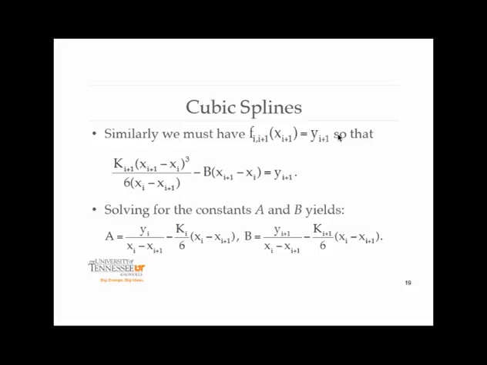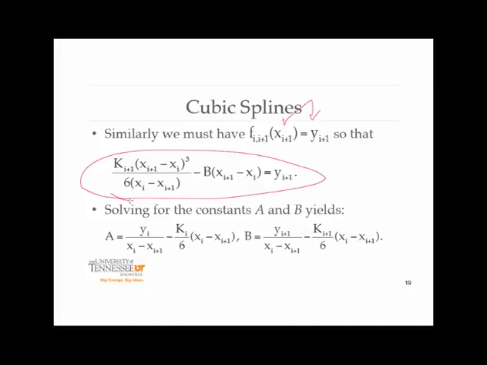Well, on that same subinterval, if you go on the right side of the subinterval, when you plug x i plus 1 into that function, you should get back y i plus 1. Again, go back to the original form of the representation of this function f i plus 1 that had the two constants a and b in it. When you plug in x i plus 1, it eliminates all the terms that had a in it, and now we have a representation of an equation that involves just the x coordinates, the y coordinates, the curvature, and b.